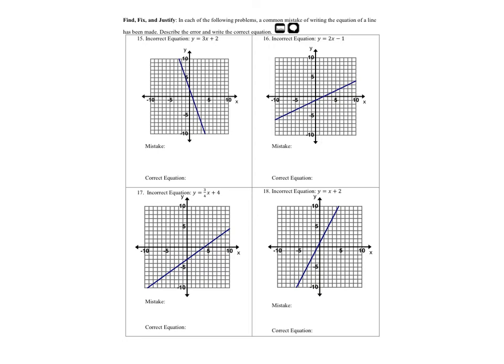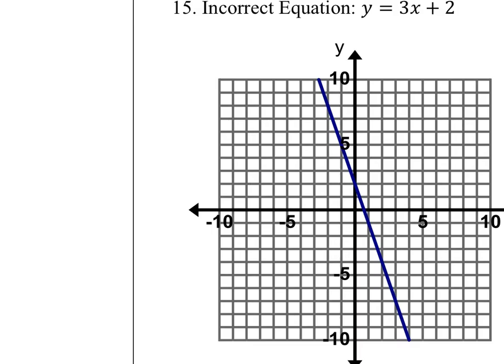So on these ones, we've got to figure out what the problem is with the equations that were written. All right, so the graph is just the graph, but what the heck happened with that equation? It's supposed to be like a negative slope. Yeah, it's at least a negative slope because we know that because it's going downwards from left to right.